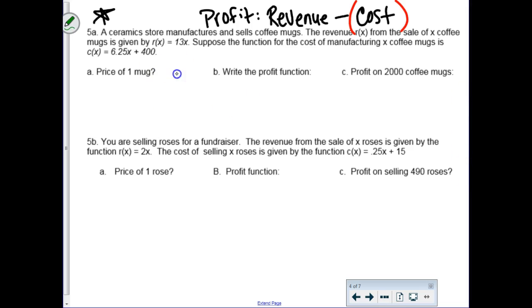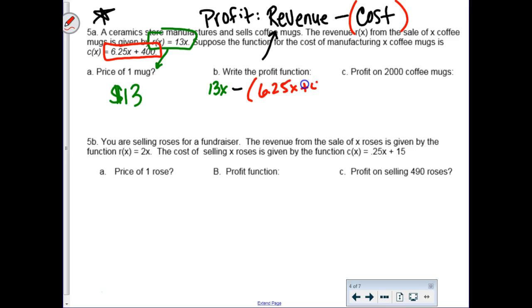All right, the price of one mug. So price is something that we charge the customer, so you're going to be looking at the revenue function. If I look at the revenue function, the price of the mug is how much money it costs for every mug that they buy, so it's $13. Now to find the profit function, you're going to use this formula right here where you take the revenue function, which we just saw was 13x, and then we're going to subtract the cost function, which if I keep reading is right here, but I'm going to put parentheses around the cost function.